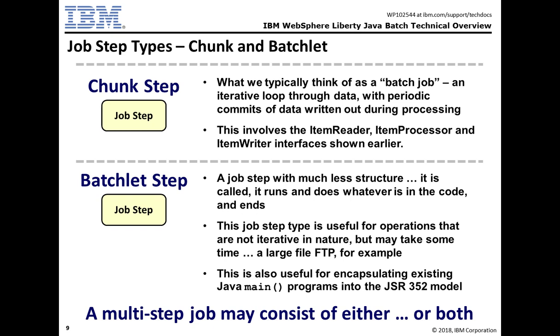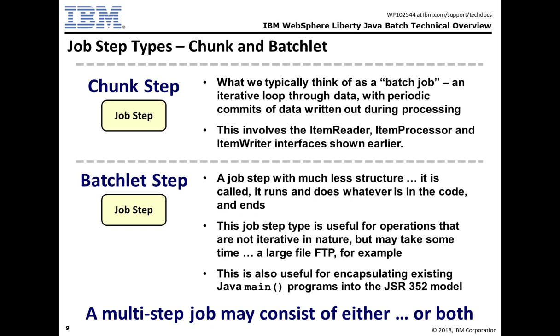So the steps that I've talked about on the previous chart, where we were doing the read, process, write thing, in the spec that's called a chunk step. And that's kind of what we typically think of batch job steps doing. But the spec defines another type called a batchlet. And a batchlet's much simpler. It's just a step that gets control and does something. Typically, people use this to copy a file or to call a sort utility or something else that's just, I need to go do this thing.